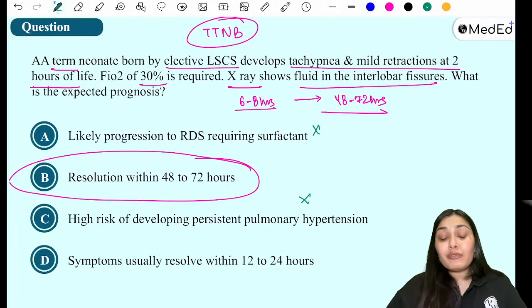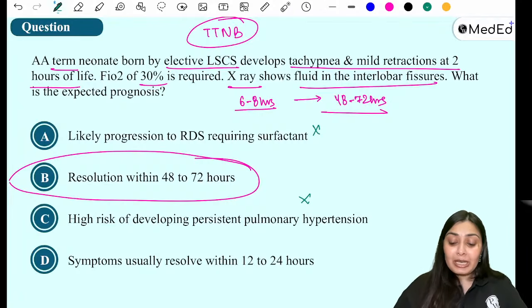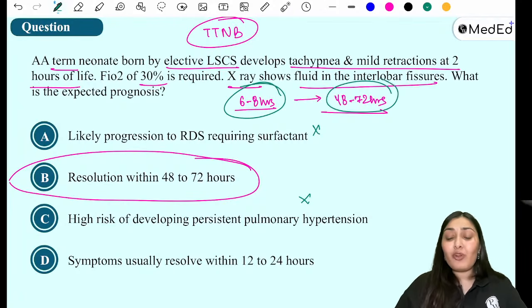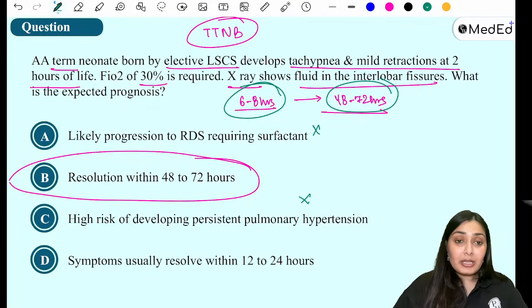Symptoms usually resolve within 12 to 24 hours. So remember the timeline. By 6 to 8 hours, most of them settle. Maximum limit is 48 to 72 hours. So the better option would be option B, resolution within 48 to 72 hours. Right?